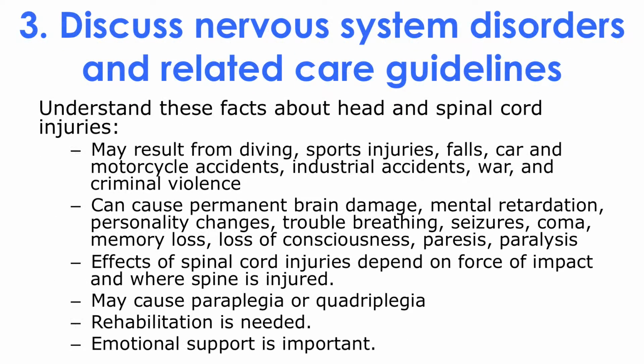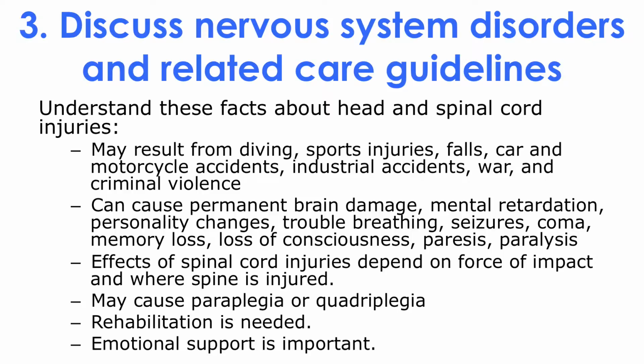Moving on, other things we need to know about are injuries of the head and spinal cord. These may typically result from diving, sports injuries, falls, car and motorcycle accidents, industrial accidents, war, and lately we also see a lot of criminal violence, especially in Chicago, New York, and a lot of the big cities. Due to gunshot wounds, for example, we're seeing a lot of spinal cord injuries. With a head or spinal cord injury, we may have brain damage, mental retardation, personality changes, trouble breathing, seizures, coma, memory loss, loss of consciousness, paresis, and paralysis as well.